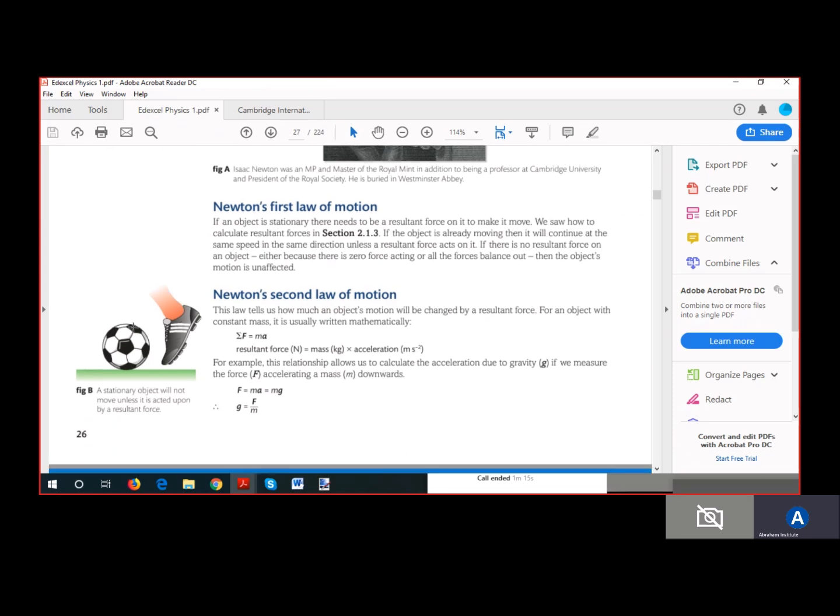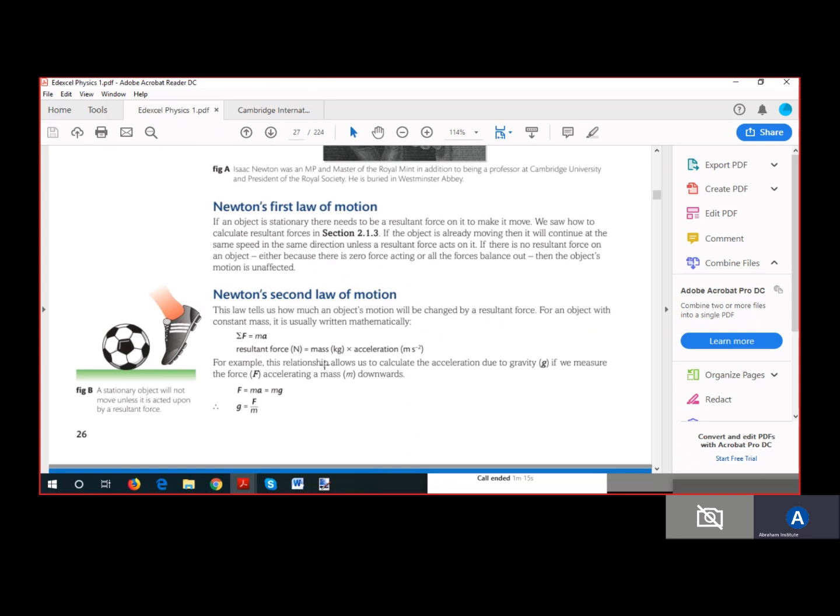Then we have Newton's second law. Again, this is the equation, very important. And you can see this letter here, sigma. Sigma is used to indicate the sum of all the forces, or the resultant force. Can you see here? A common mistake students make is they write Newton's second law, this equation, without the word resultant. If you write it without the word resultant, it is wrong.